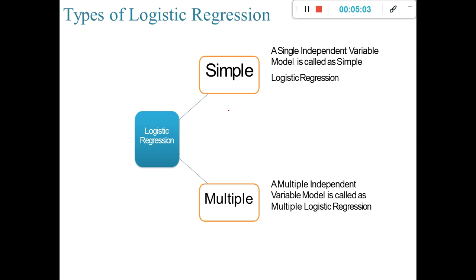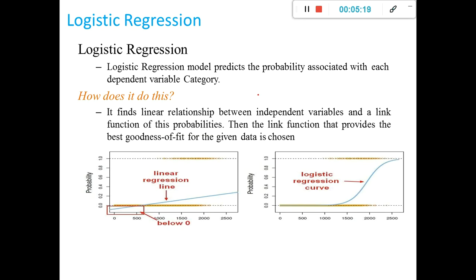Now, in binary logistic regression, or any logistic regression, there are two types. One is simple, one is multiple. Simple means, as I have just explained, when I have one input variable, I call it simple logistic regression. When I have multiple input variables, I call it multiple logistic regression.